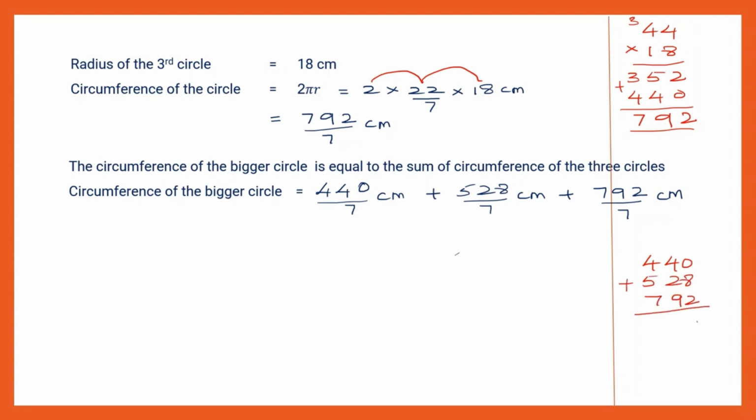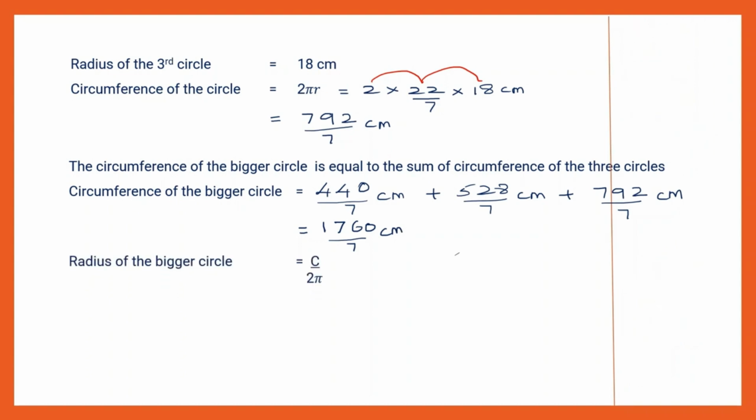So 8 plus 2 is 10, carry 1. 4 plus 1 is 5. 5 plus 2 is 7. 7 plus 9 is 16. Carry 1. 4 plus 1 is 5. 5 plus 5 is 10. 10 plus 7 is 17. So we have 1760. So the circumference of the bigger circle is 1760 by 7 centimeters. Now, we have to find the radius of this bigger circle.